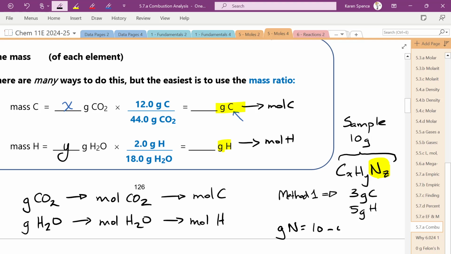10 minus 5 minus 3 is 2 grams, which is why I like this method, because you actually have the grams of each element. Whereas here, you would say, oh, I've got moles of carbon. You would then have to find grams of carbon before you can do that subtraction to find the mass of your third element. But it's not a problem, you can do it. Okay, so whatever makes the most sense to you.